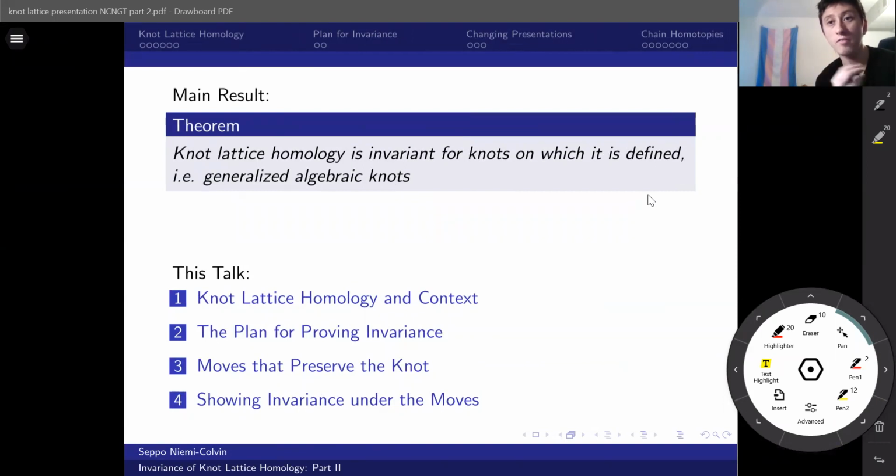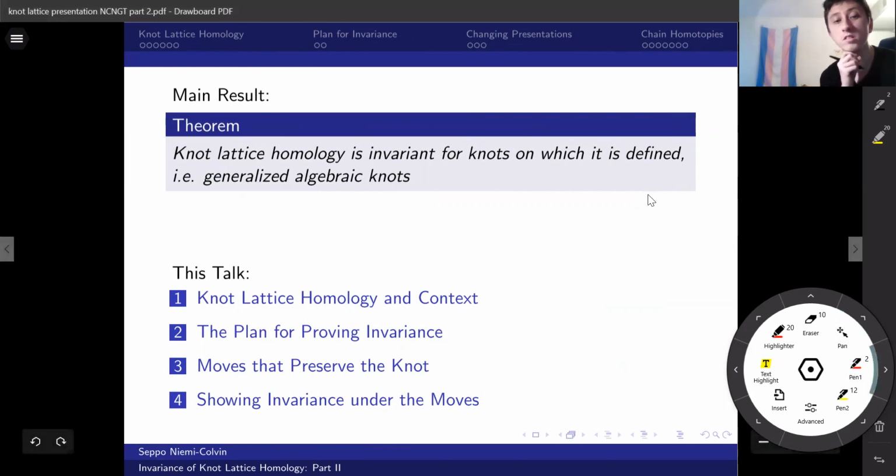As a reminder from our first video, the main theorem we're working towards is that knot lattice homology is invariant for knots on which it is defined, i.e. generalized algebraic knots. We spent most of the first video talking about lattice homology and building that up, which was the corresponding three-manifold invariant.